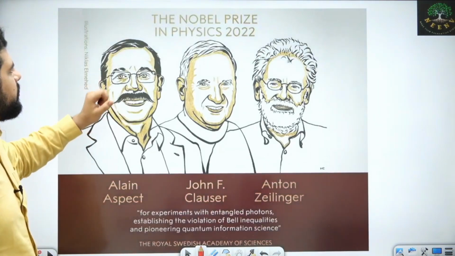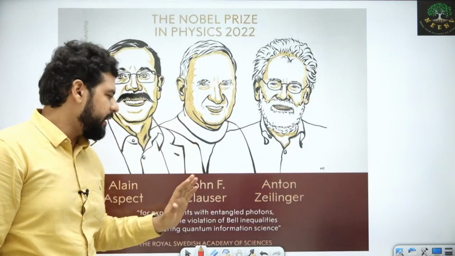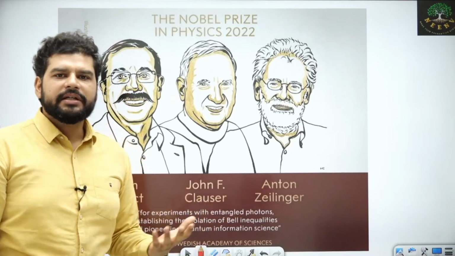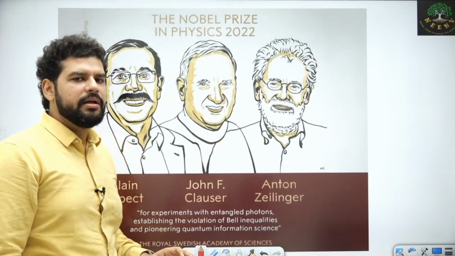In 2022, the Nobel Prize was given to these three scientists, right? Mr. Alain Aspect, John F. Clauser, and Anton Zeilinger. What they did was they proved that entanglement works, right? So for quantum computing, they were given the Nobel Prize.